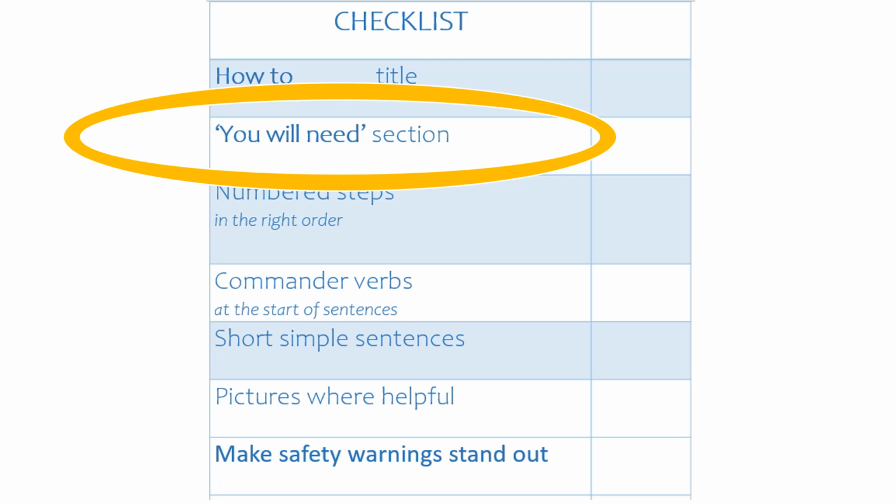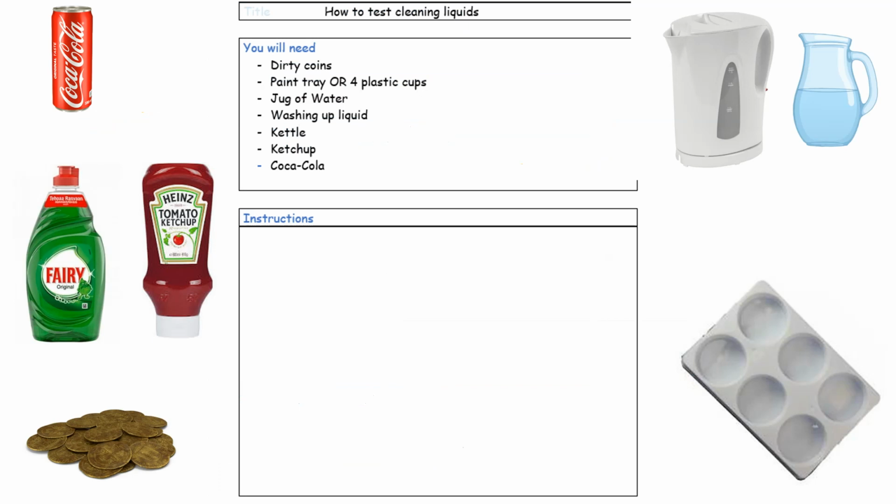If you are doing this experiment at home, you can choose different liquids. For this experiment, you will need dirty coins, a paint tray or 4 plastic cups, a jug of water, washing up liquid, a kettle, ketchup, and Coca-Cola. Notice how every item gets its own line to make it very clear.